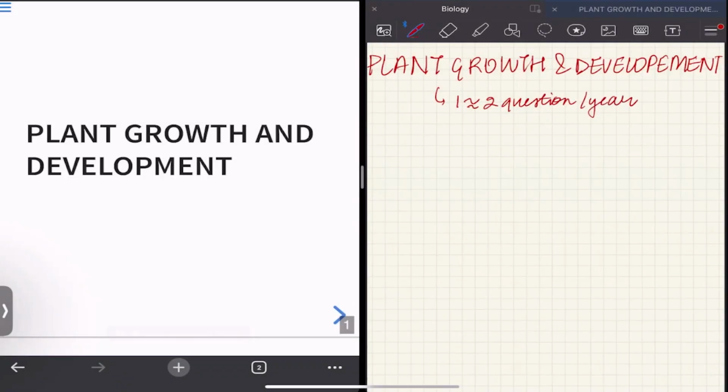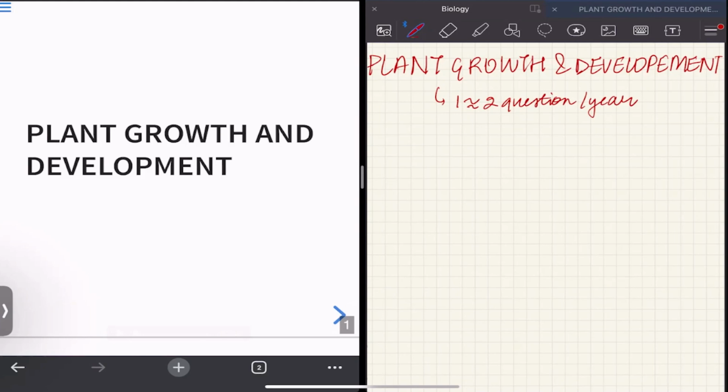Hello everyone, I'm Sneha, third year MBBS student at AIIMS Nagpur, and today we'll be doing previous year questions asked in NEET examination for the chapter Plant Growth and Development. So, plant growth and development is included under plant physiology, and one to two questions are being asked from this particular chapter every single year.